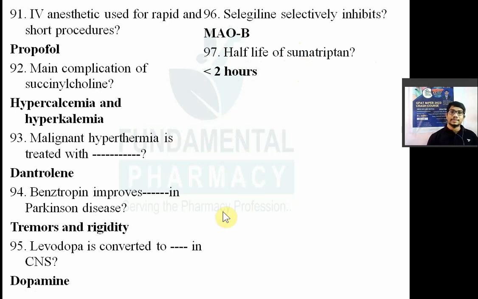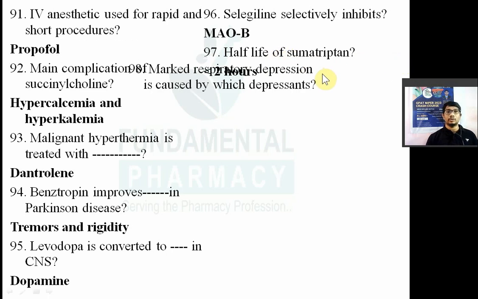Half-life of sumatriptan is less than 2 hours. And what is sumatriptan? It is a 5-HT receptor agonist, and it is a drug of choice in the acute attack of migraine. You have to remember.